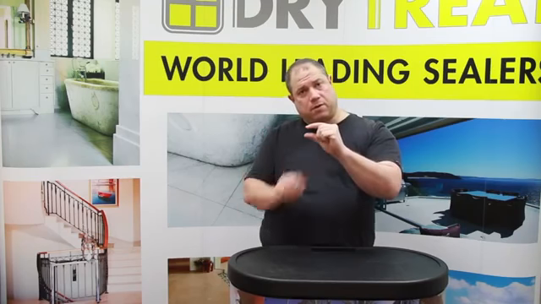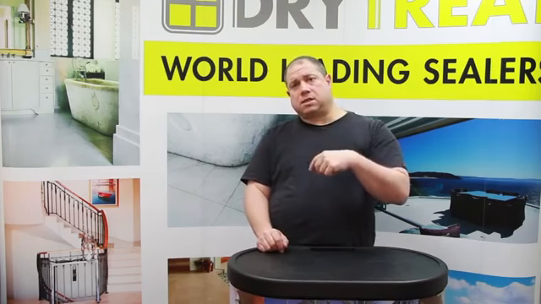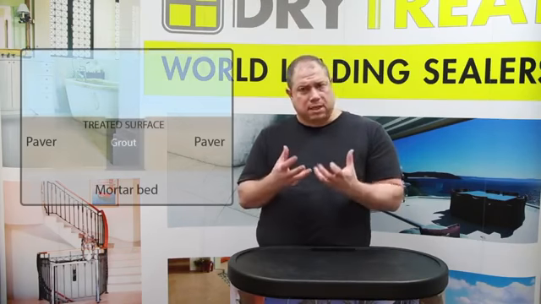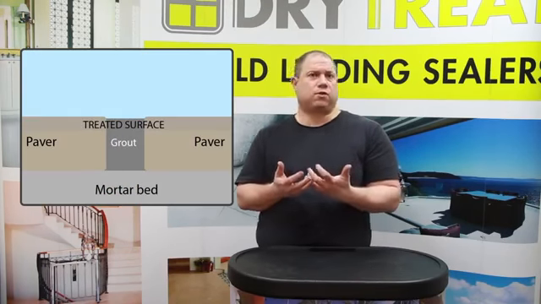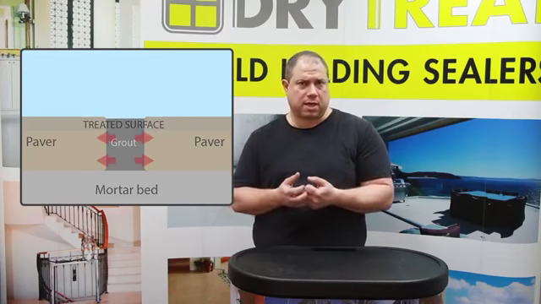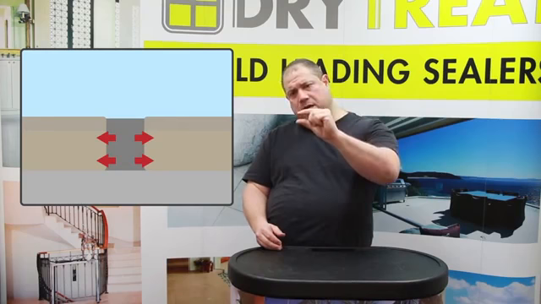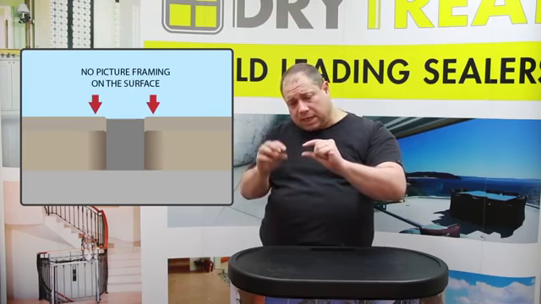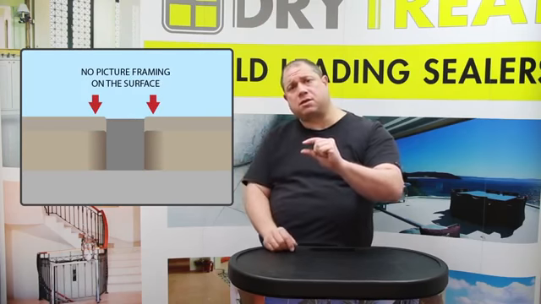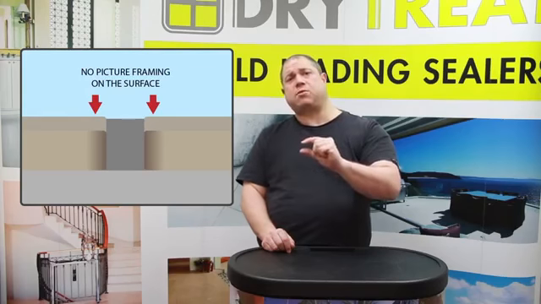that will penetrate far enough into the paver or the tile to stop any water movement from happening. So most penetrating sealers will not do this. Drytreat technology, our sealing molecules, as we always say, are literally 400 to 500 times smaller than other impregnators, and they penetrate much deeper into the material and make it the edge of your tile. It can't get into that visible top section of the tile at all, and that picture framing will never occur.